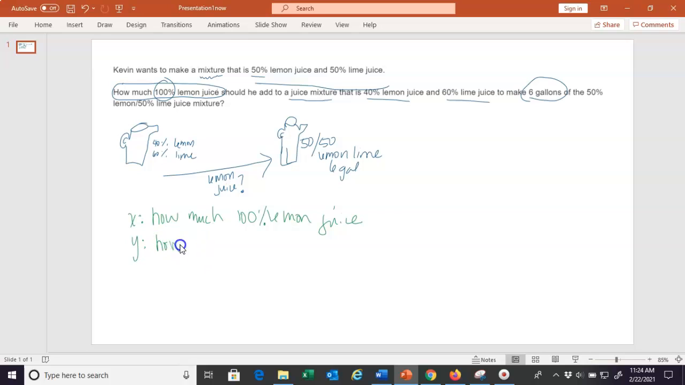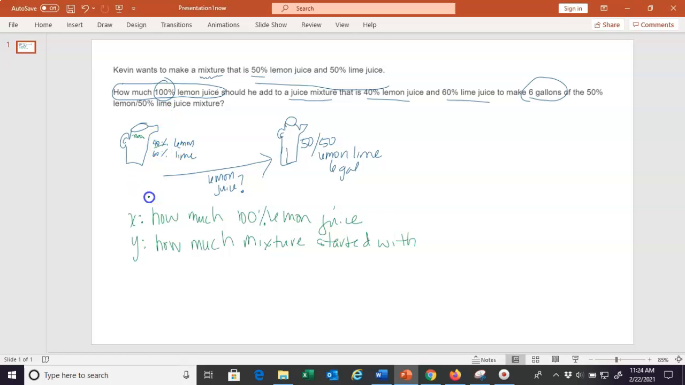Those are our two variables. How much mixture we started with, because we don't really know. We only know the percents. We don't really know how much of the current pitcher is lemon juice. We know the percent of it, but we don't know how many gallons it is. We also don't know how many gallons the lime is, right? But remember I said we're not concerned with the lime because we're just adding lemon juice.